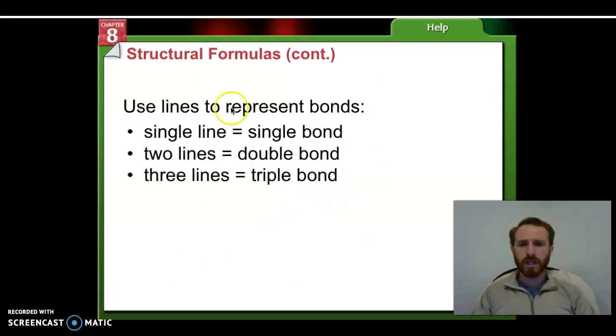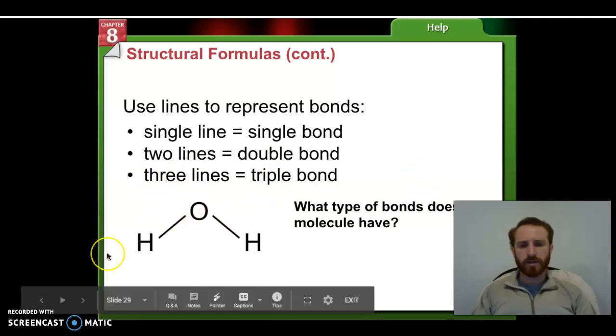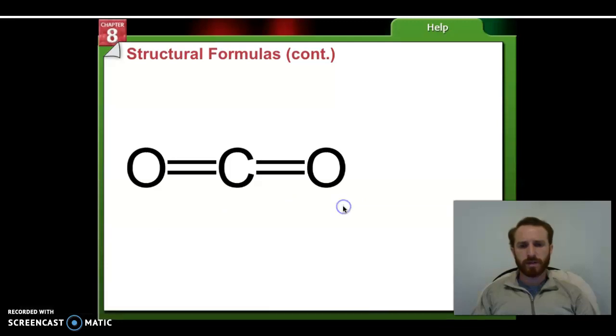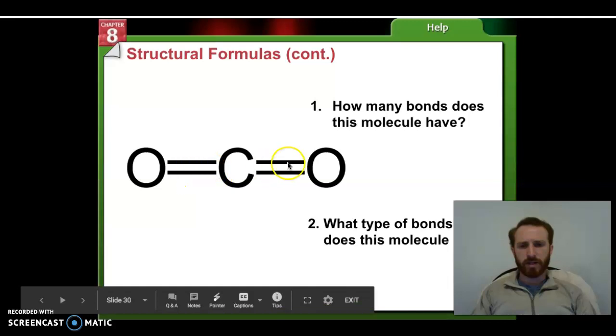Okay. So when we're drawing structural formulas, lines represent the type of bond. A single line is a single bond, 2 lines is going to be a double bond, and 3 lines is a triple bond. What do you know? Okay. So what type of bonds does this molecule have? If you said single bonds, you're right. Okay. What about this molecule? What type of bonds does it have? How many bonds does it have? So what type? It has double bonds, right? And it has 2 double bonds.